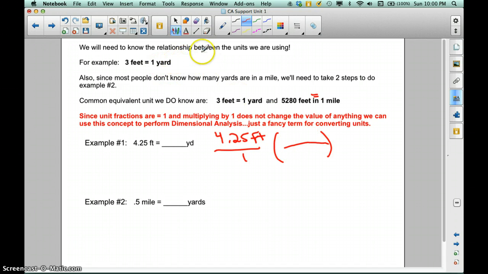3 feet is equal to 1 yard could be written as 3 feet over 1 yard or 1 yard over 3 feet. Now we can do it either way. These are both unit fractions involving feet and yards. Notice the 3 stays with the feet and the 1 stays with the yard, because that's the way it is here. The rule is what you want to get rid of, in this case feet, goes on the bottom. And what you want to end up with or keep goes on the top.